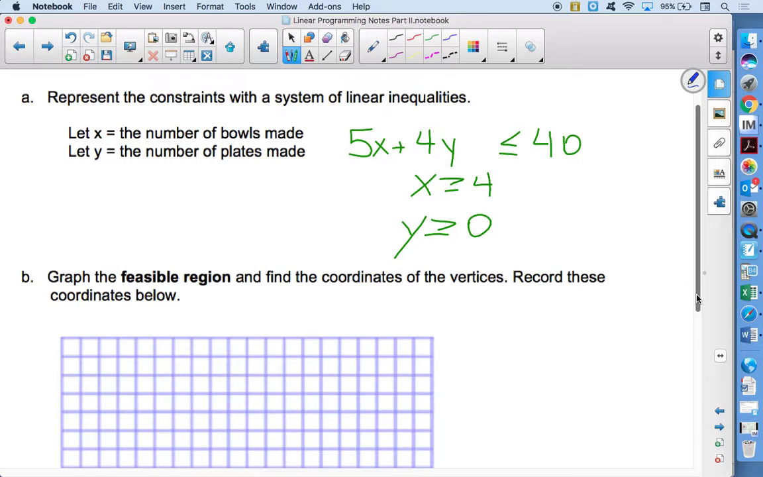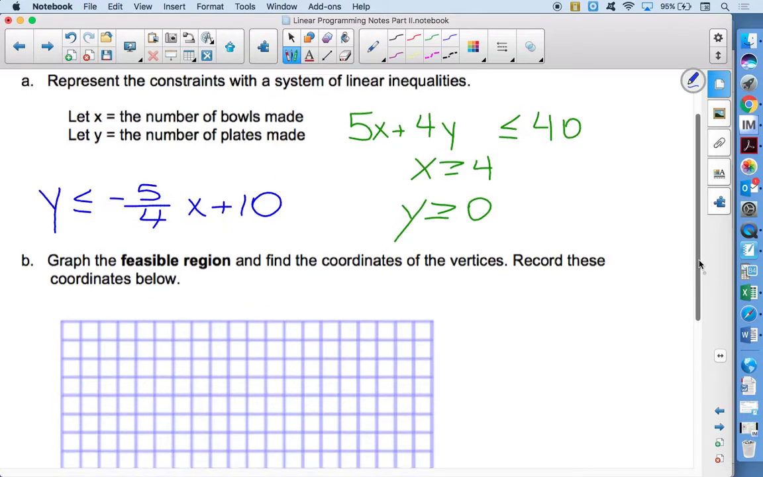Chelsea, can you give me this first inequality in terms of y? Y is less than or equal to negative 5/4 x plus 10. There are 20 lines on that graph. You don't have to count by 2s, because that would really shrink the graph. So just count by 1s.